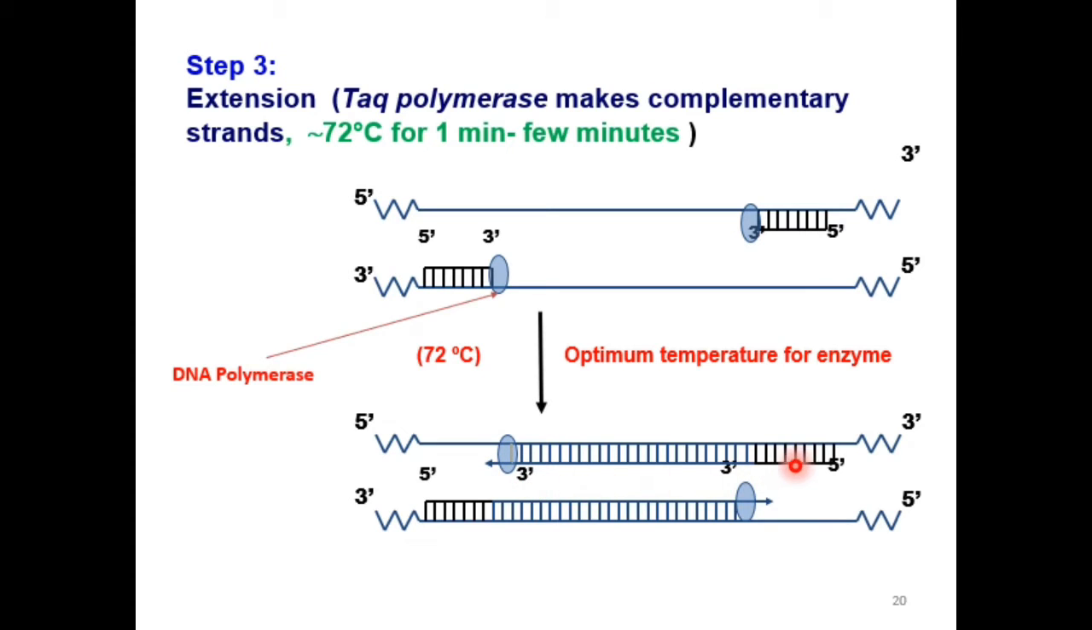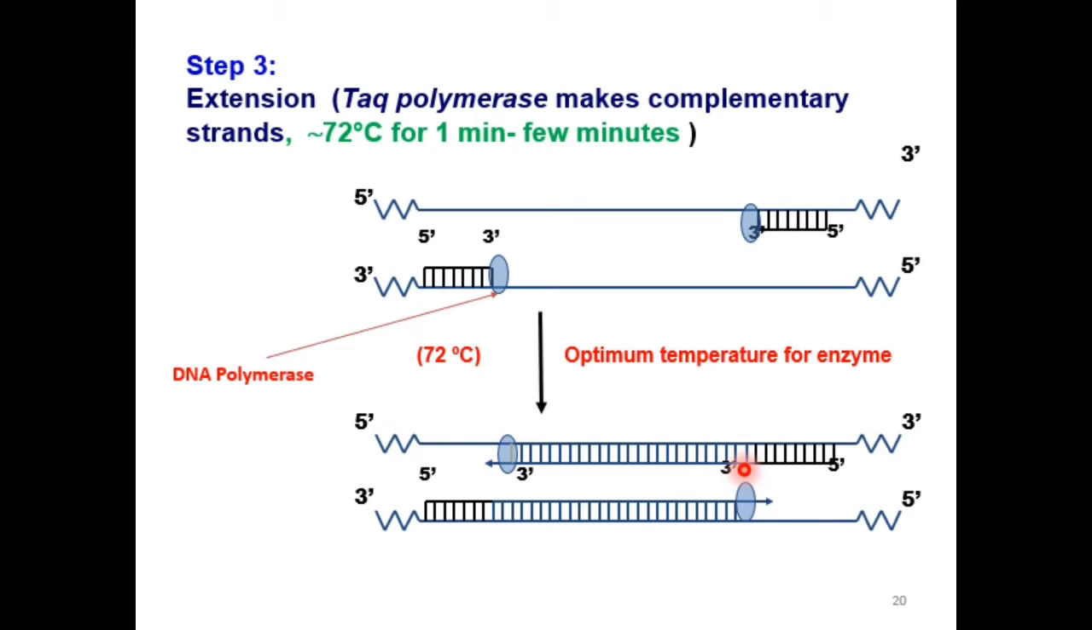It will work in the forward direction and in a reverse direction by adding the nucleotides one by one in a complementary manner. So if it finds A on the DNA strand, it will add T. And if the DNA polymerase finds C, for example, it will add G. So by the end of the extension, you will have two new complementary strands.